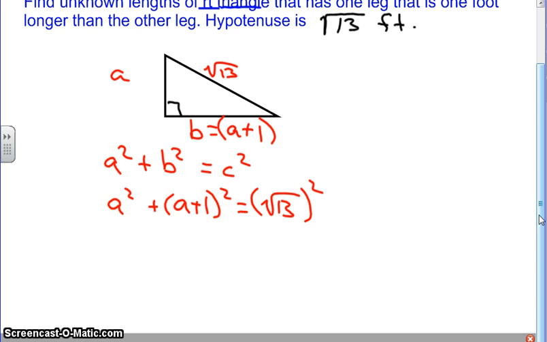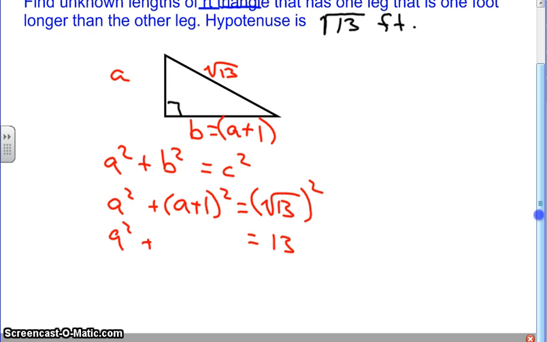And now we have to be careful. I mean, the square root of 13 squared is just 13. And A squared is A squared. But what is A plus 1? A plus 1 squared is not, Cassandra, what is it not? It is not A squared plus 1 squared. That's the huge mistake people make. It is not A squared plus 1.